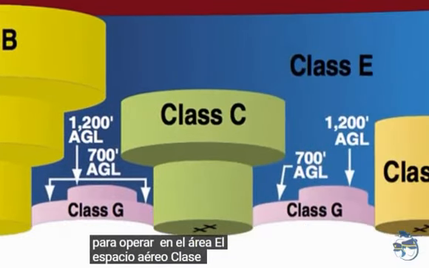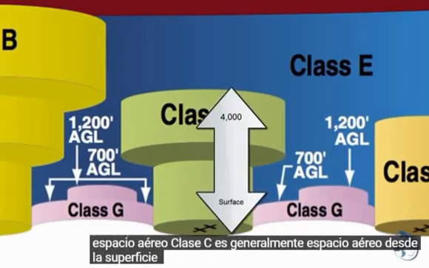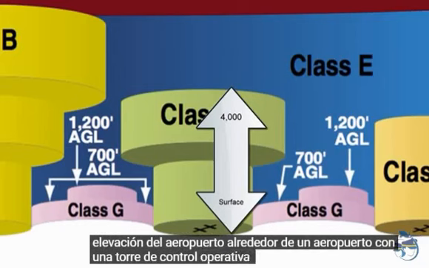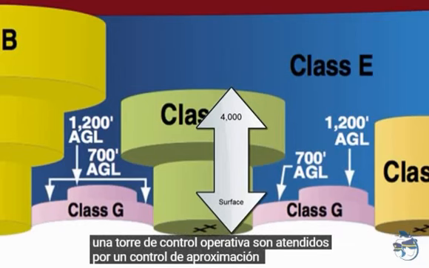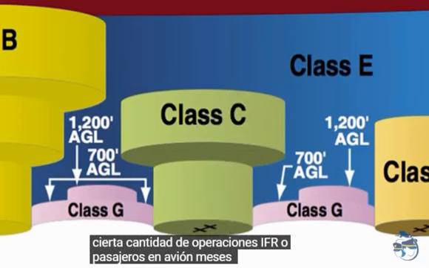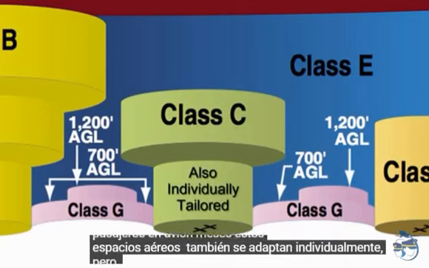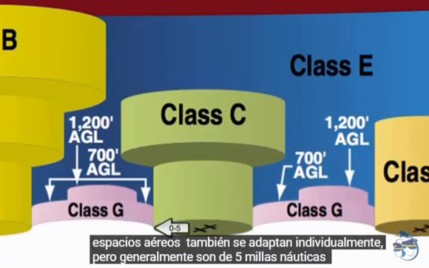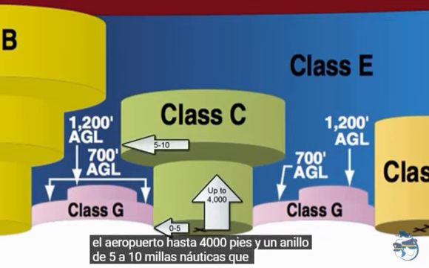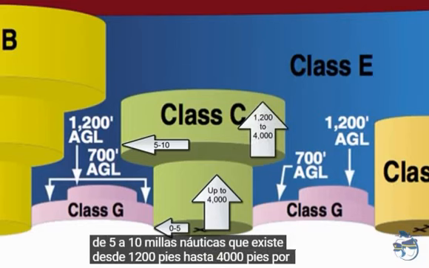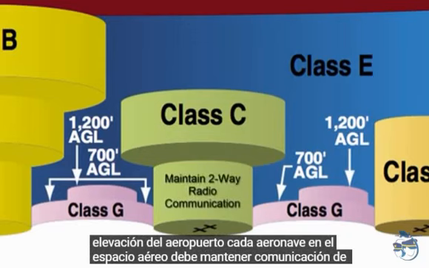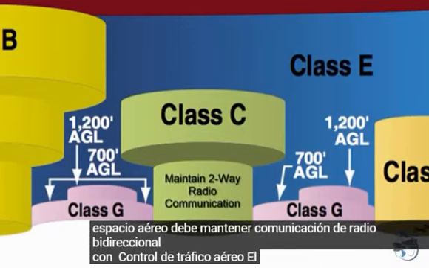Class C airspace is generally airspace from the surface to 4,000 feet above the airport elevation around an airport with an operating control tower, that is serviced by a radar approach control, and has a certain number of IFR operations or passenger enplanements. These airspaces are also individually tailored, but generally are 5 nautical miles from the airport to 4,000 feet, and a ring from 5 to 10 nautical miles that exists from 1,200 feet to 4,000 feet above the airport elevation. Every aircraft in the airspace must maintain two-way radio communication with air traffic control.